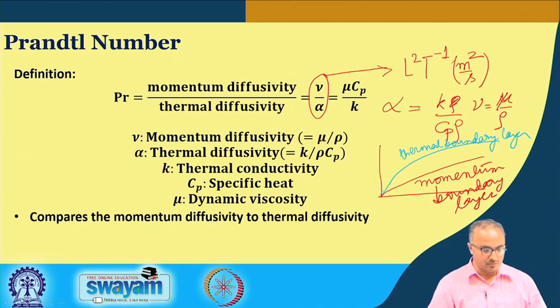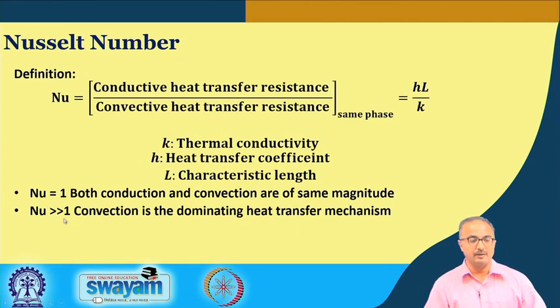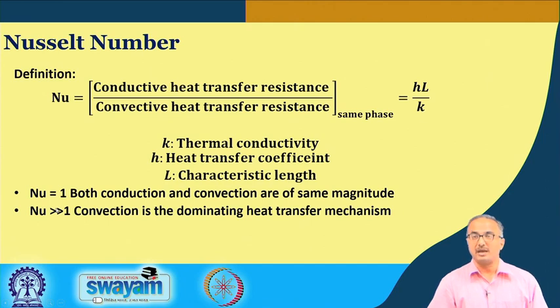Now, next we go to another dimensionless number which is associated with heat transfer, that is the Nusselt number. This we also have encountered when we were non-dimensionalizing the energy balance equation, and here it is defined as the ratio of the conductive heat transfer resistance to the convective heat transfer resistance. And the resistance, you know, is the inverse of the conductance.